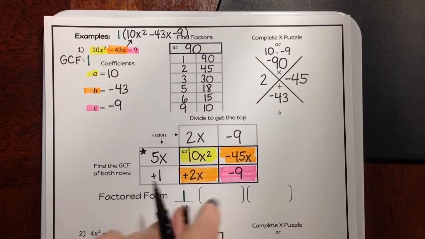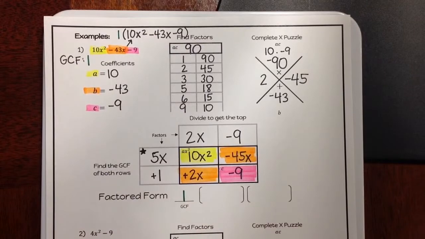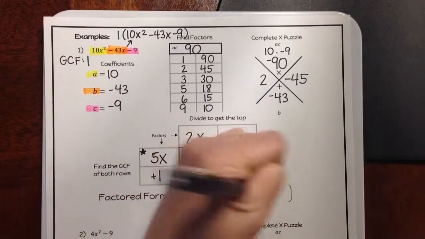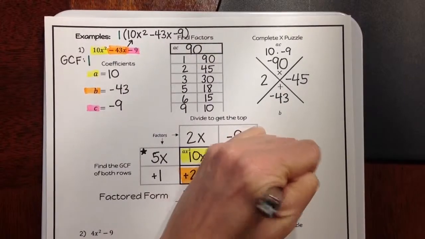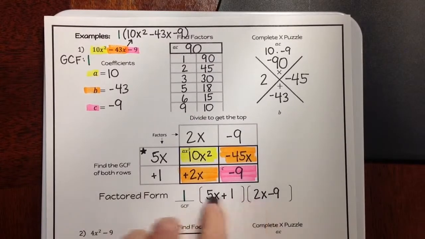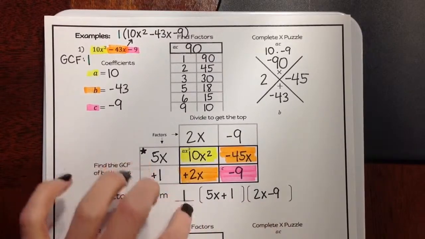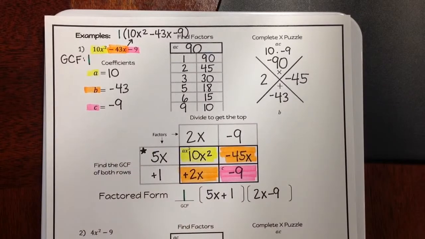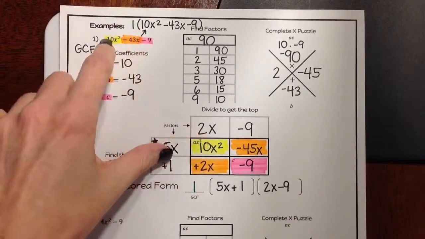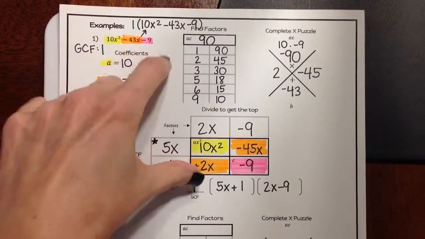So now I know my factors that are going to go here. So 5x plus 1 and 2x minus 9. And when I'm looking for this on a multiple choice quiz or test, I would only be looking for these two factor pairs. I'm not going to see the GCF of 1 listed, so in this case I only have 2 factors that I have to look for my final answer to get me back to my trinomial of 10x squared minus 43x minus 9.